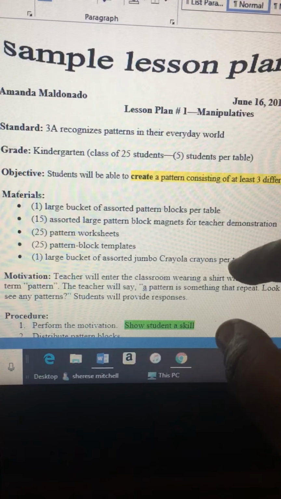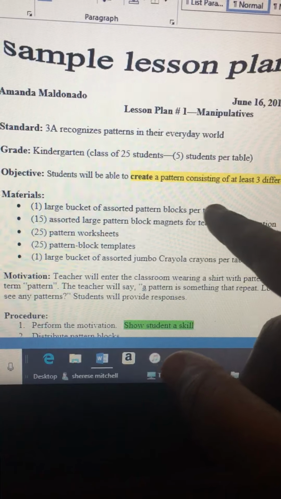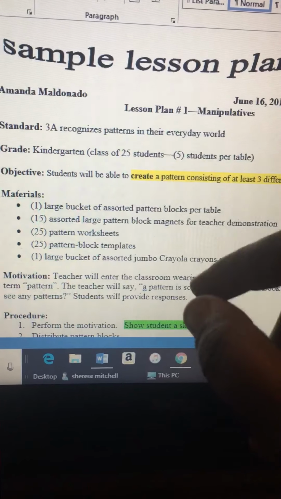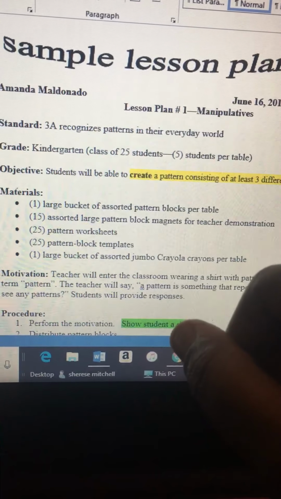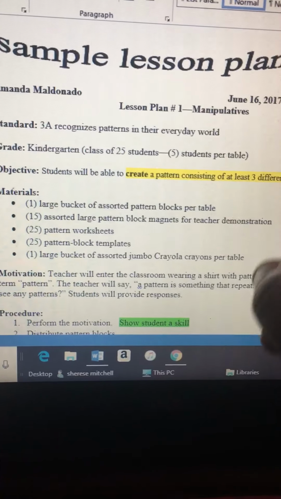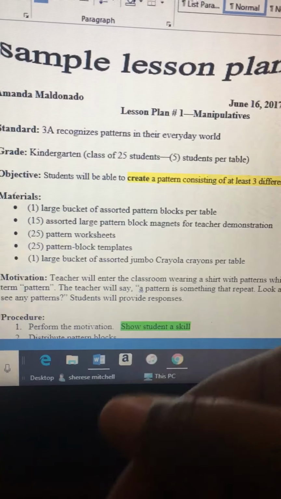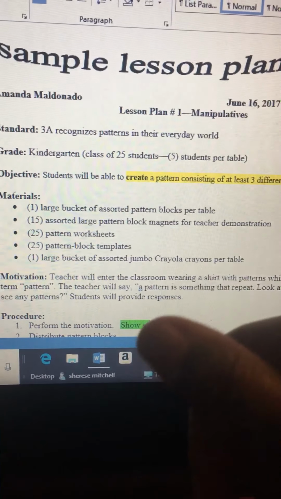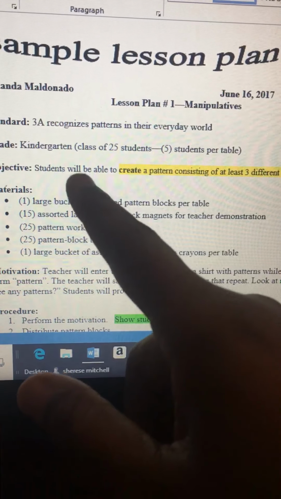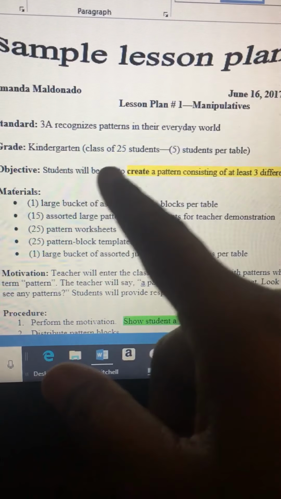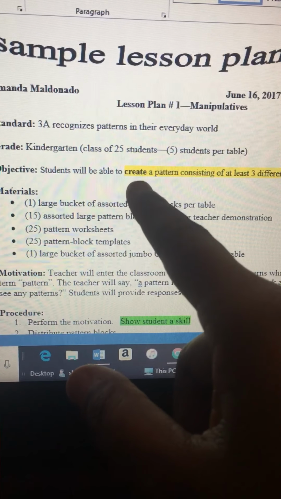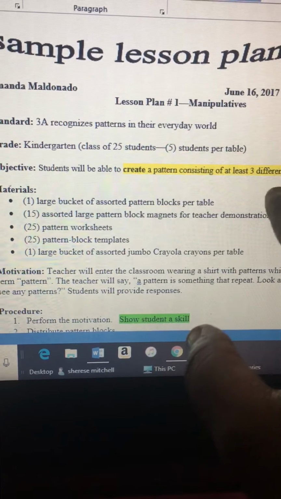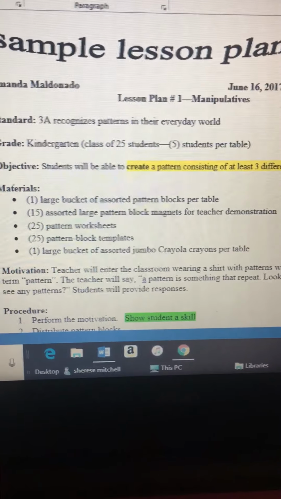In the sample, they talk about at least 3 different shapes. So this teacher is expecting each kindergarten student to be able to create a pattern of at least 3 different shapes. Now, some children will be able to do 2 or even more than 3, okay? And that's how you can find out where the children are in the class. So remember, the objective always starts, students will be able to. You need a verb that is underlined or bolded, and it needs to be a criteria that starts with at least, okay?